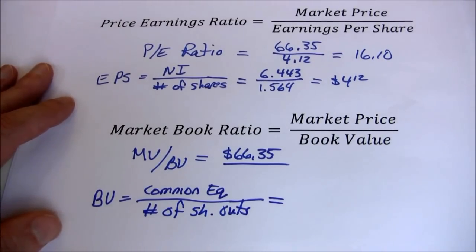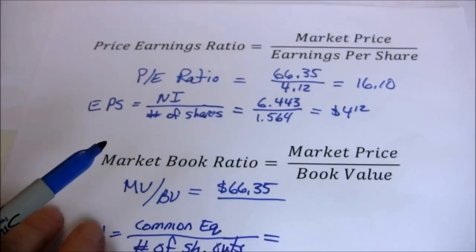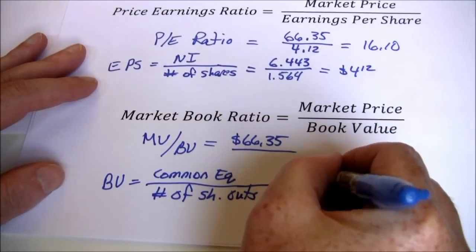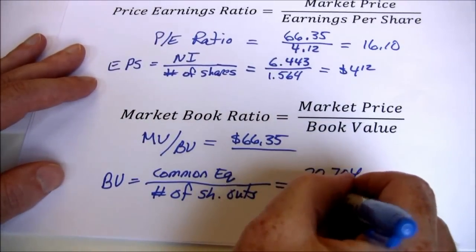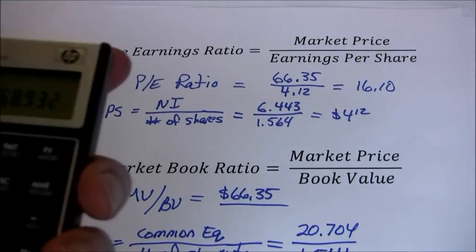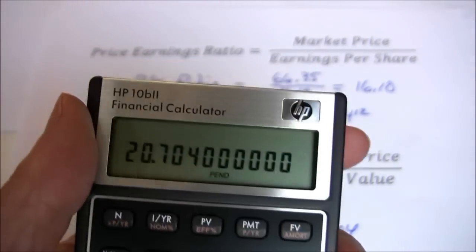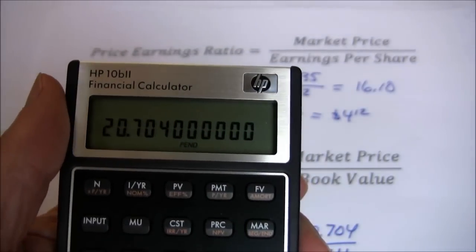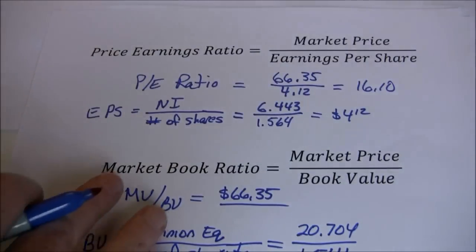Go ahead and find our common equity. Common equity was given as $20.704 billion. And the number of shares outstanding, same as it was when we calculated our earnings per share, was 1.564 billion shares outstanding. Go ahead and do that calculation. 20.704 divided by 1.564, and that's going to give us a book value per share of $13.24.